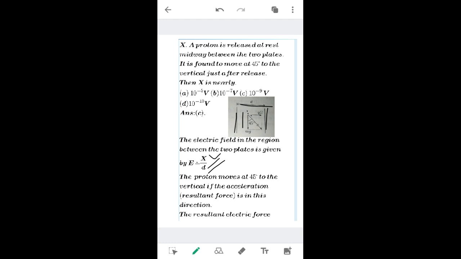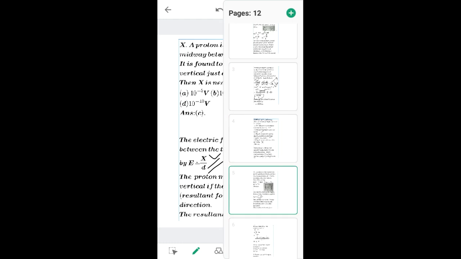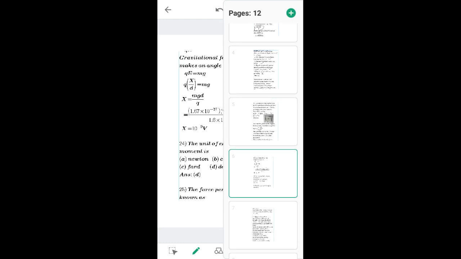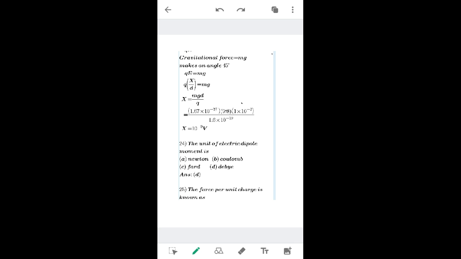So the resultant electric force is balanced by the gravitational force. So electric force is Q into E, which is equal to M into G. Now we will substitute for E here. Q into V by D is equal to M into G. So V equals mgd by Q. So substitute all the given terms here.